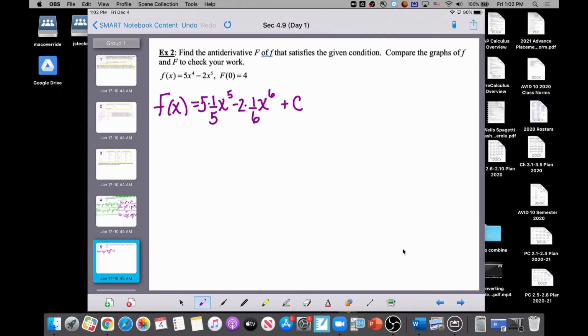So let's simplify and check first, and then we'll solve for c. So my capital F of x is going to be 5 times 1/5 is just 1, so I get x to the 5th. And then negative 2 times 1/6, that's going to be negative 1/3 x to the 6th plus c. So if I differentiate x to the 5th, I get 5x to the 4th. That was the first term in little f of x. If I differentiate negative 1/3 x to the 6th, I'd bring down the 6. Negative 6 over 3 would be negative 2 x to the 5th, which is the second term in the polynomial that I started with. So now f of 0 equals 4. So now we're going to use that.